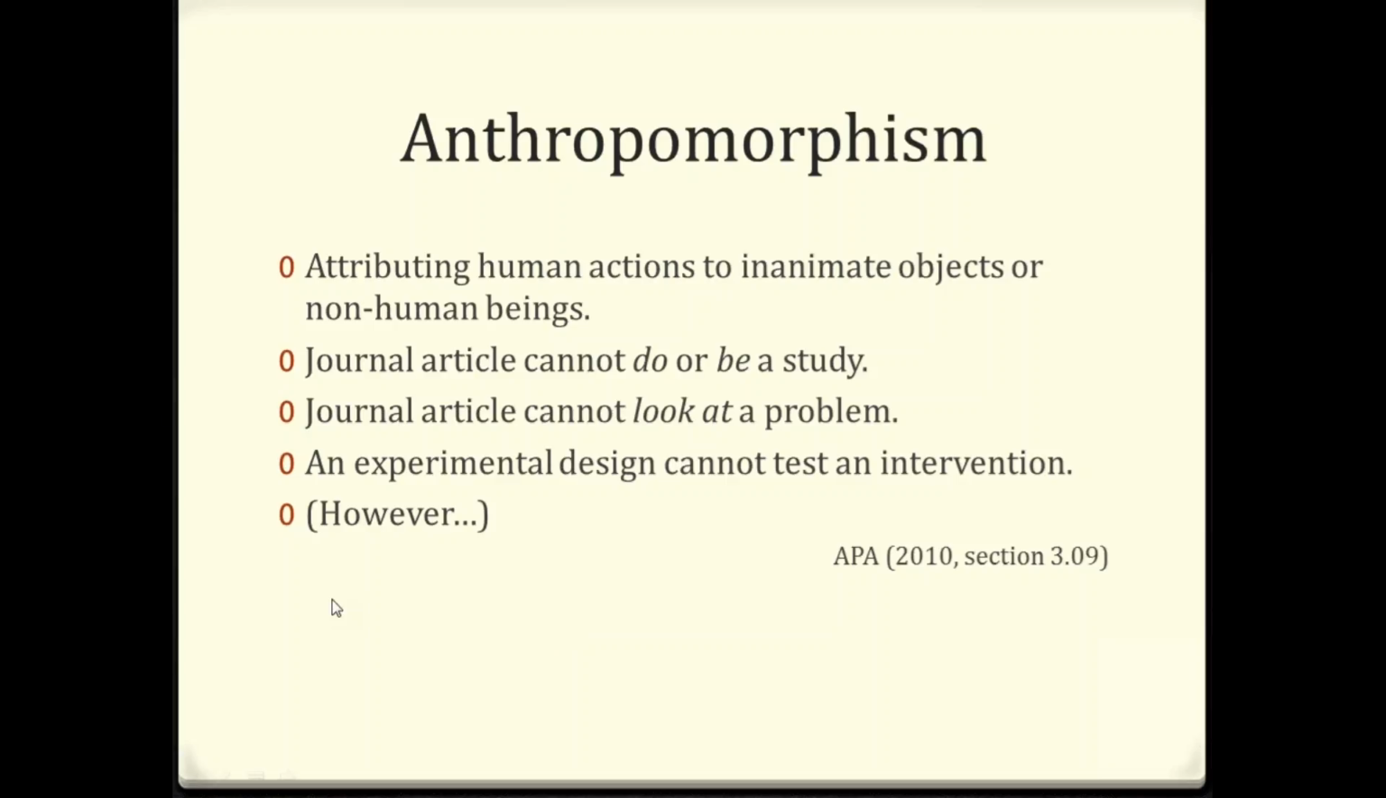Anthropomorphism is a mouthful, and I stumbled all over the word when I just said it, but basically what it means is attributing human actions to inanimate objects or non-human beings. And the most common forms of it I see are like the second and third bullet here. A journal article cannot do or be a study. Students will write, this journal article did a study of XYZ. Well, the journal article is the place where the study is reported. The researchers did the study and they reported it in the journal article.